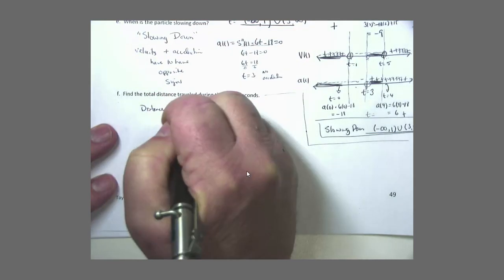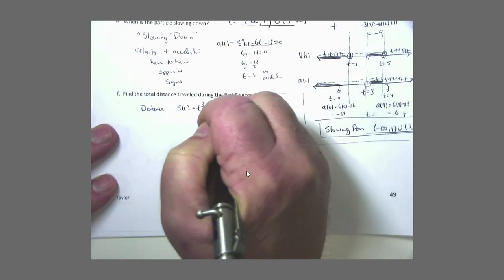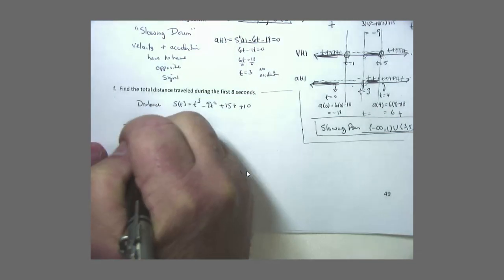All right, distance. If you want distance, you have to use the position equation, s of t, and that was given to be t cubed minus 9t squared plus 15t plus 10. That was my original equation. We want to figure out the total distance. Now, to find total distance, here's the rule.